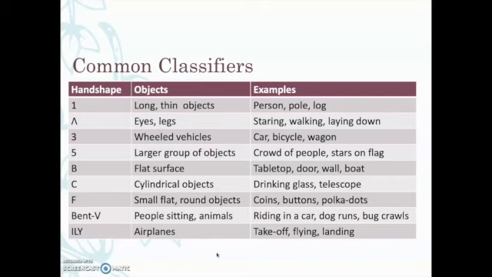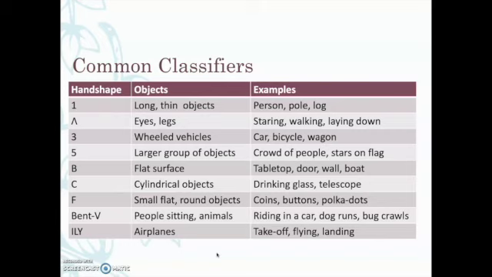C is used for cylindrical objects, like where a drinking glass is located. F, this is a really specific one, small, flat, round objects. So the examples here, coins, buttons, polka dots. The sign for watch comes from that classifier as well, because the surface of your watch is small, round, and flat. Bent V is used for people sitting or for chairs, and for animals.